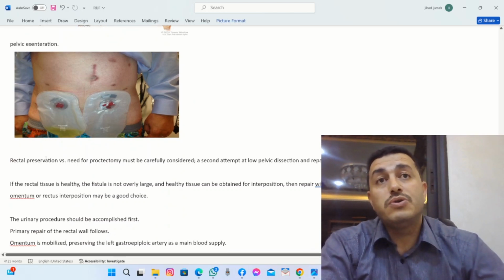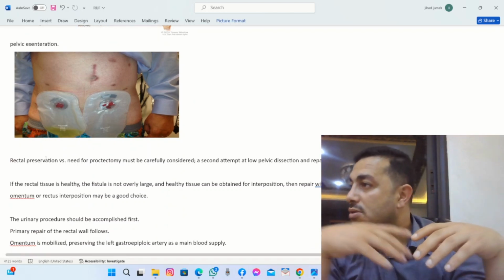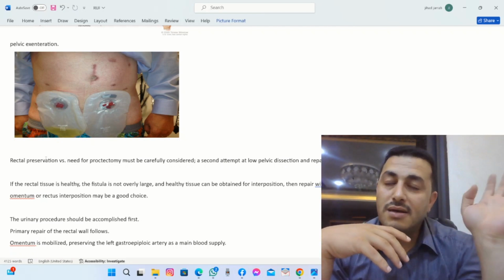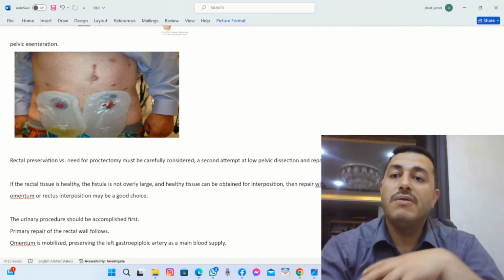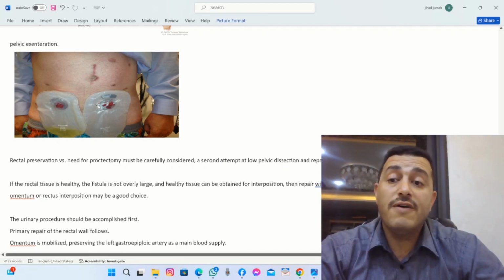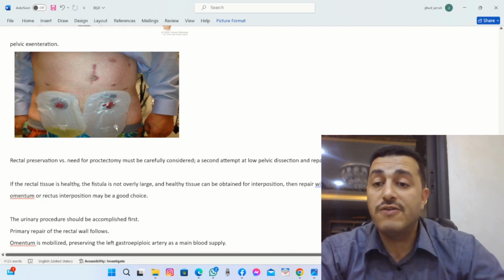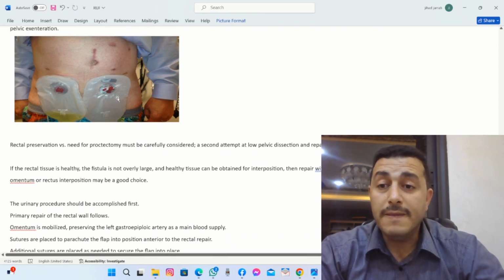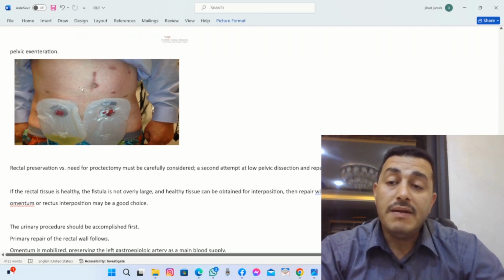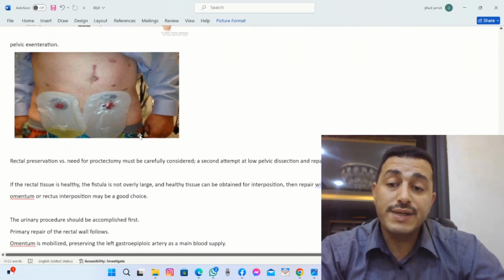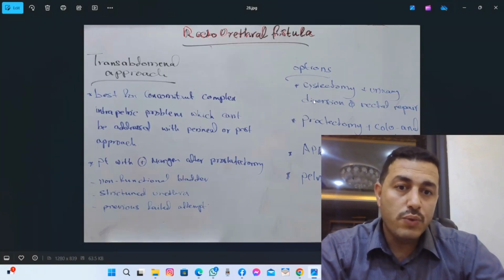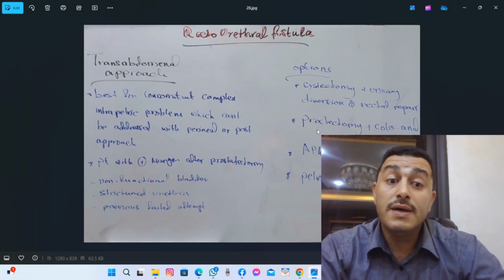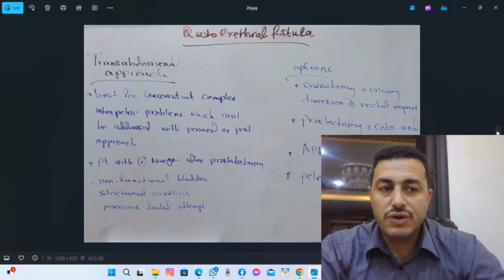The other, radical option is removing the rectum, removing the urinary bladder, removing any intrapelvic intestinal organ, any intrapelvic urinary organ, and the patient will have two stomas, one for urine, a urostomy, and the other for the feces, a colostomy. This is more radical. Pelvic exenteration and APR are the more radical options that we try to avoid. So we have cystectomy plus urinary diversion, proctectomy plus coloanal anastomosis, APR, and pelvic exenteration.